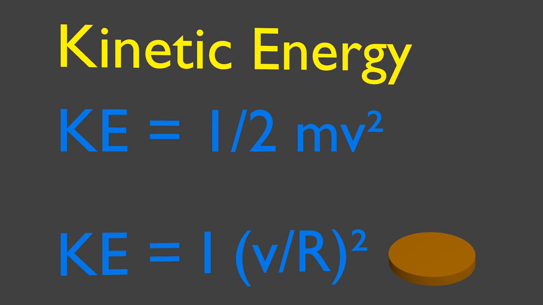Kinetic energy is the energy of motion. It is the energy of moving objects. It is in the following form. The kinetic energy equals 1/2 the mass times the velocity squared. Notice that the velocity is squared. As velocity increases, energy increases faster and faster. We also have other forms, such as rotational kinetic energy.